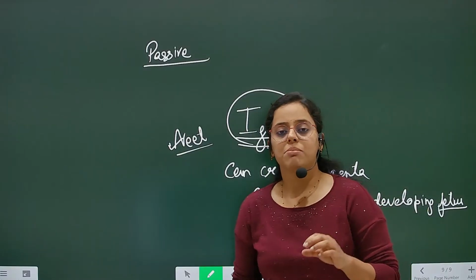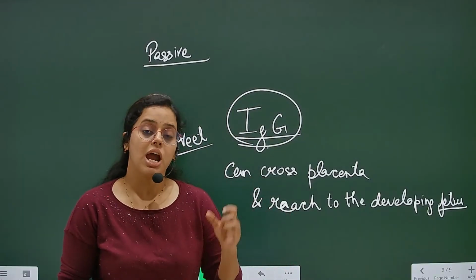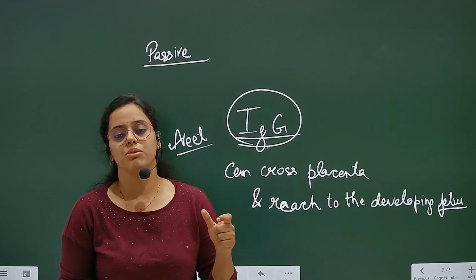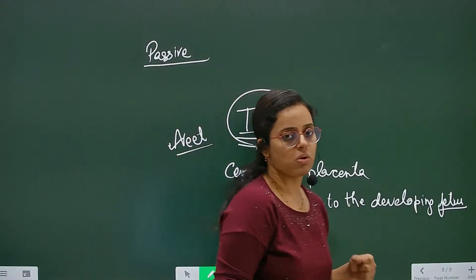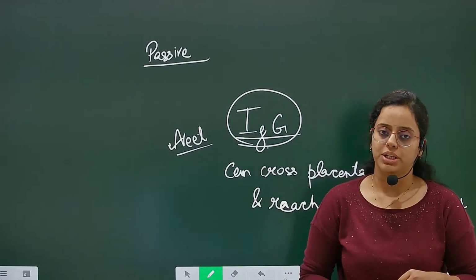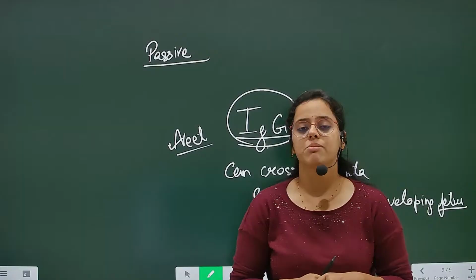Now coming to active immunity, this is developed by our own body systems. This concept is used for immunization or vaccination, which is an artificial system of active immunity. So we have discussed active and passive immunity, and we have discussed acquired immunity.